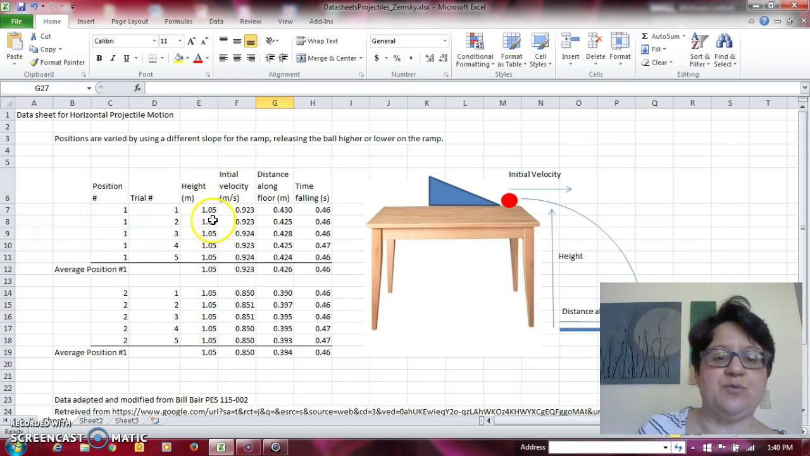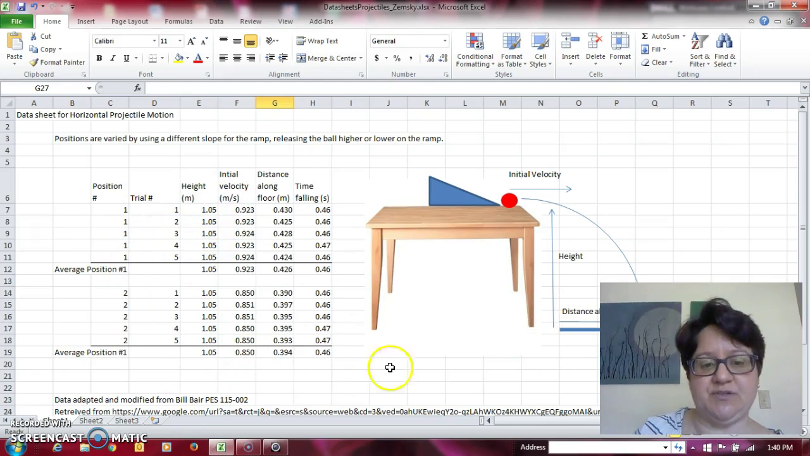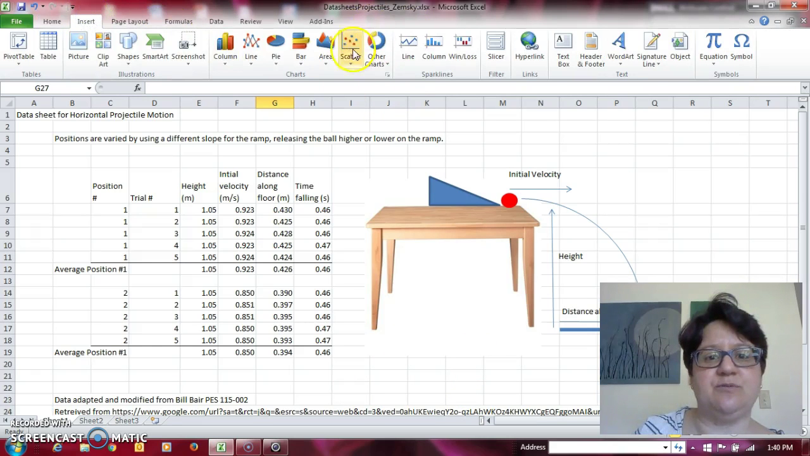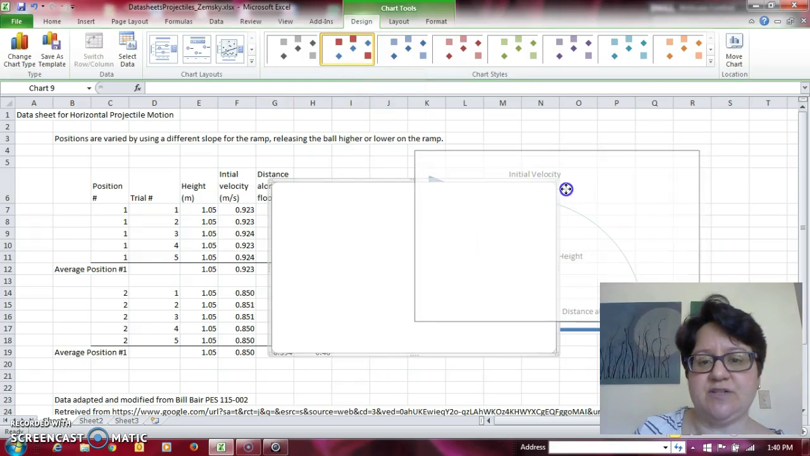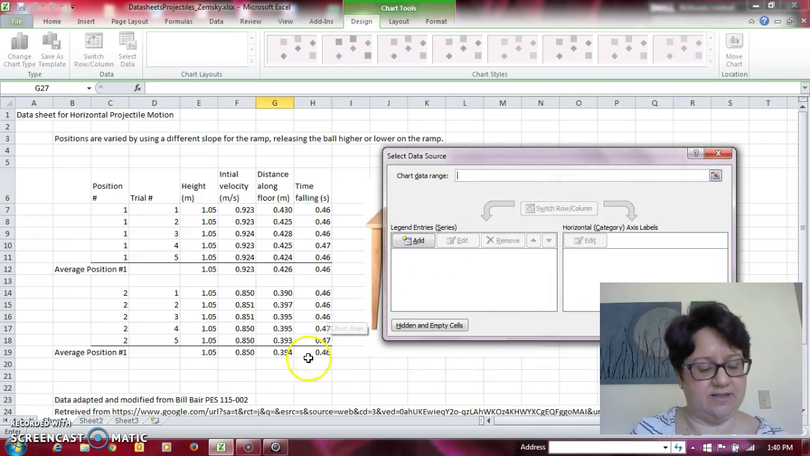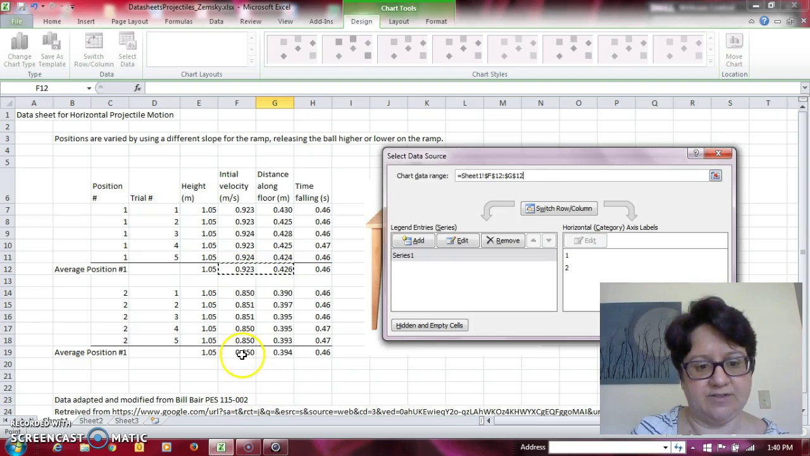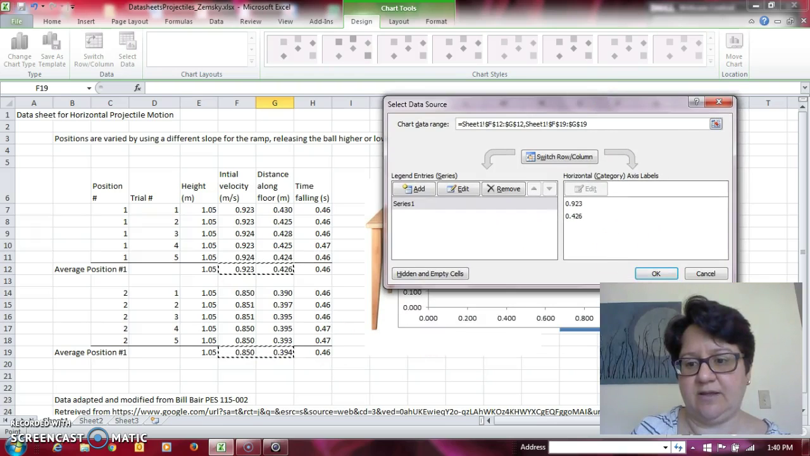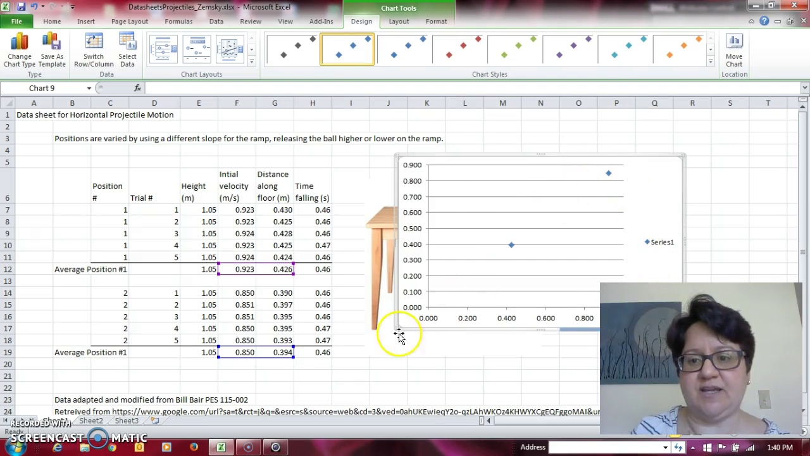So then they're going to take a number of different trials at each of those positions, and they're going to get some data. Now the interesting thing is plotting it up isn't really going to help them very much, and I'll show you. We'll do a scatter plot first. So if we do a scatter plot and we select the data that I think would be interesting, let's look at the velocity and the distance along the floor, and we'll hit OK on that one. And you'll see it comes out, it's almost a one-to-one relationship. However, that's not going to help them all that much.